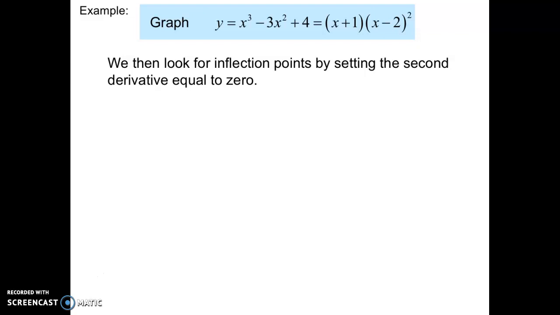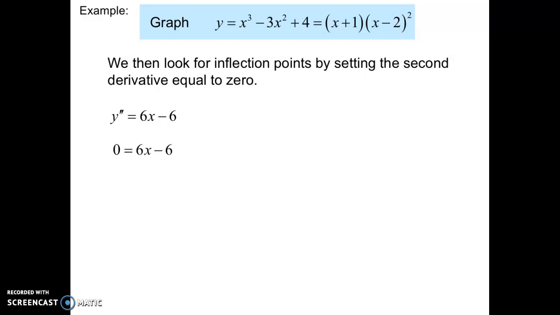This is called the concavity test, or looking to see where we have points of inflection, where the concavity may change on the original curve. When we look for points of inflection, what we do is we set the second derivative equal to 0 and see if the second derivative changes sign. So this is called the concavity test. We are looking not for extremes, but points of inflection.